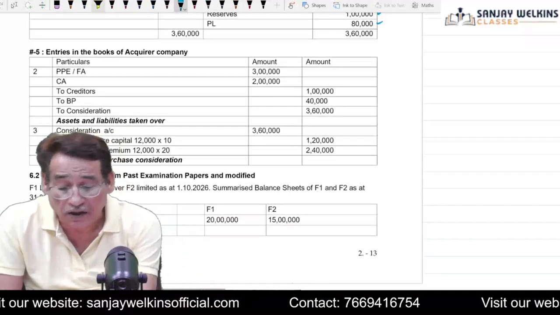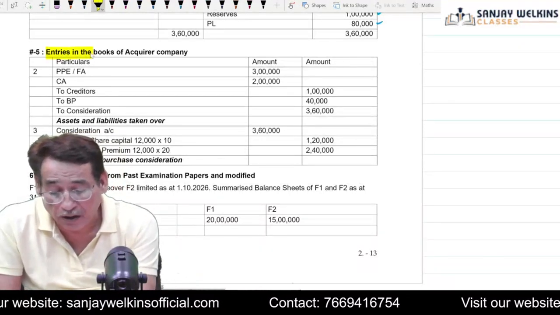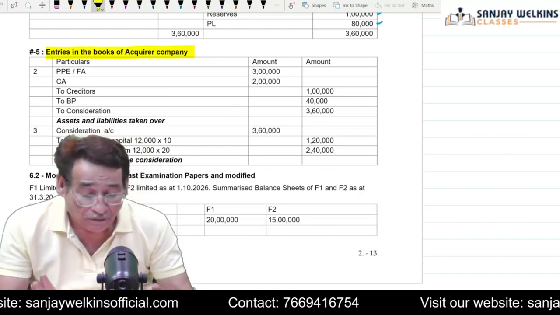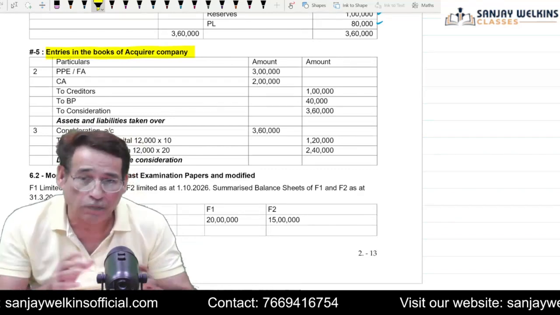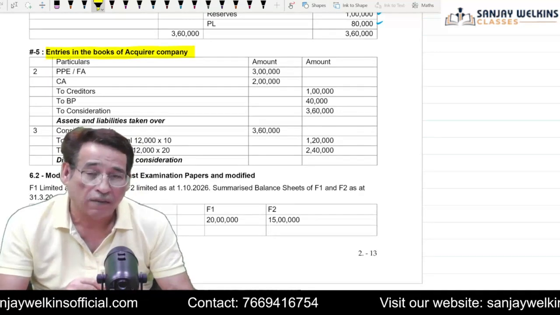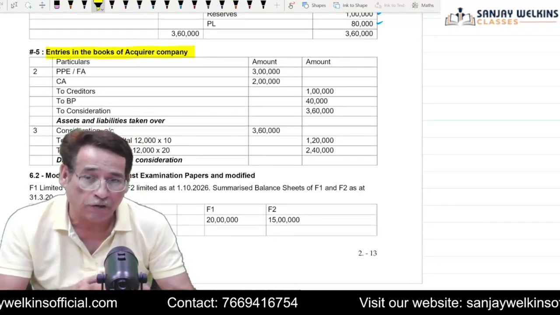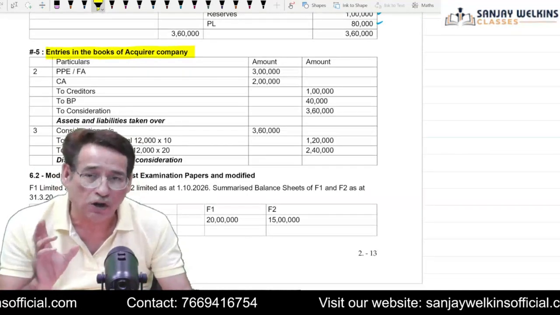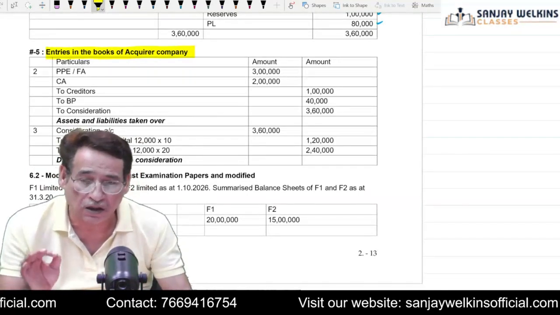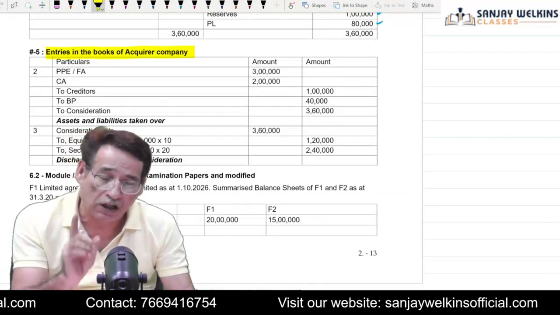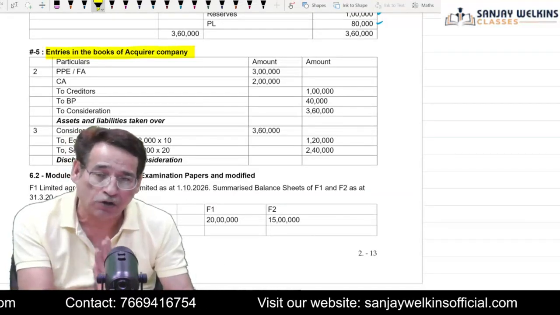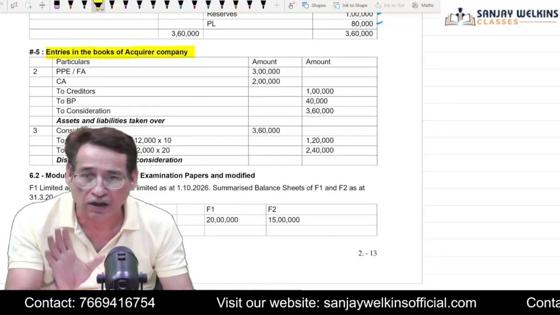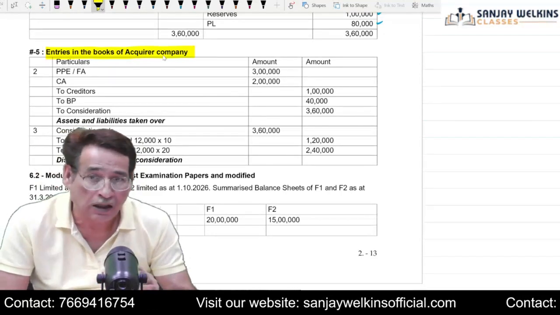Now, entries in the books of acquirer company. Because nothing is mentioned in the question about how we have to pass entry in the books of acquirer company, you will have to adopt Ind AS 103. You will have to adopt the existing standard AS 14 if the question clearly specifies to pass entries in the books of acquirer company, presuming it to be a case of amalgamation. Is it clear to you? So that is why I'm applying Ind AS 103.